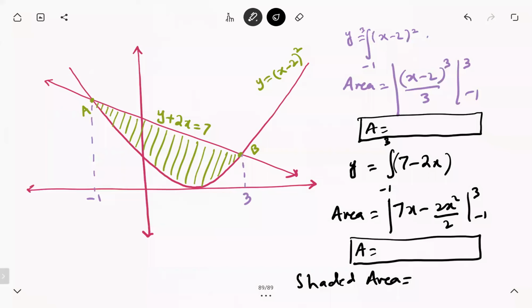You have used this upper limit, then minus there should be lower limit. And where is the curve? Show me the curve as well.